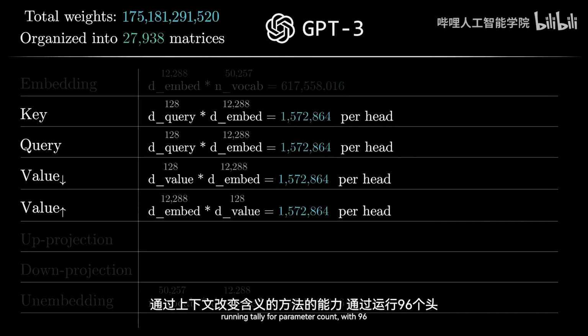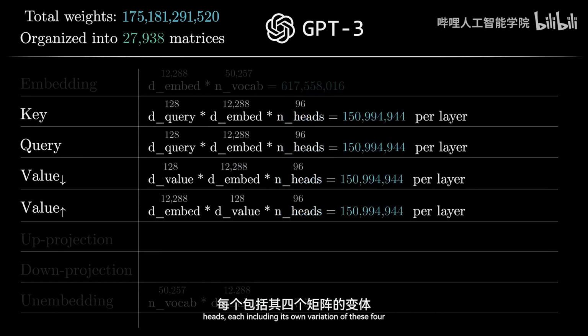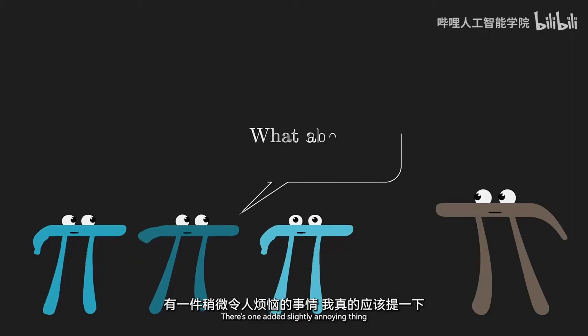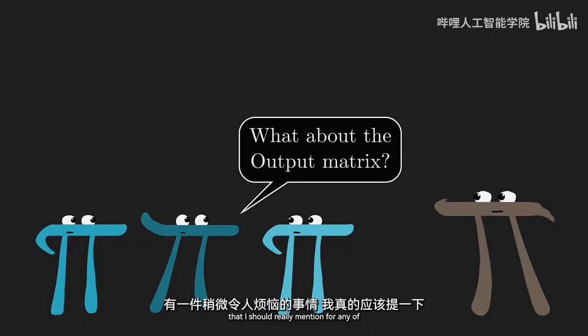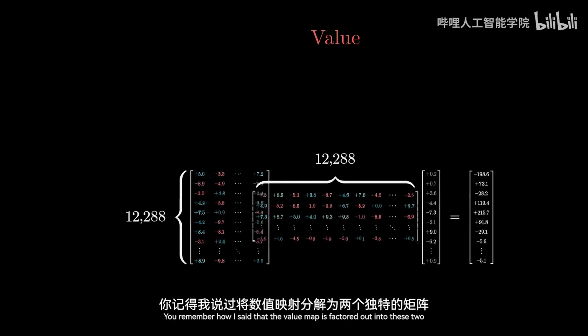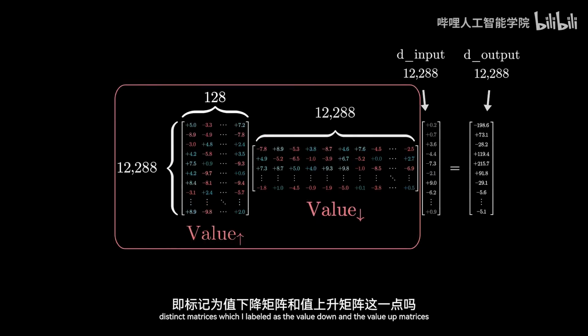Pulling up our running tally for parameter count, with 96 heads, each including its own variation of these four matrices, each block of multi-headed attention ends up with around 600 million parameters. There's one added, slightly annoying thing that I should really mention for any of you who go on to read more about transformers. You remember how I said that the value map is factored out into these two distinct matrices, which I labeled as the value down and the value up matrices.